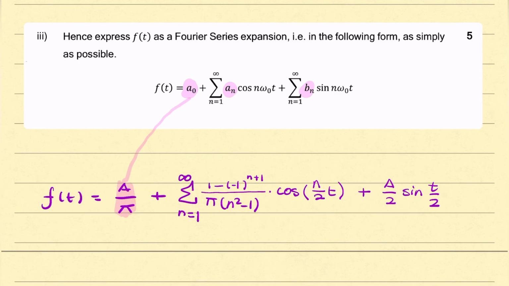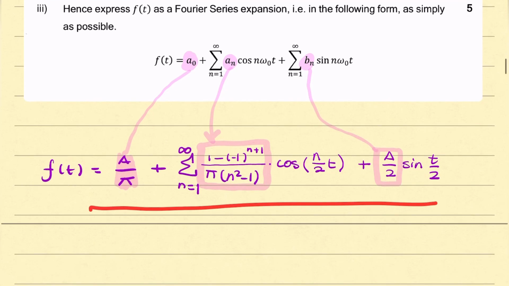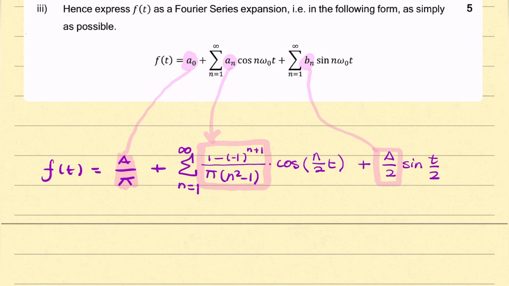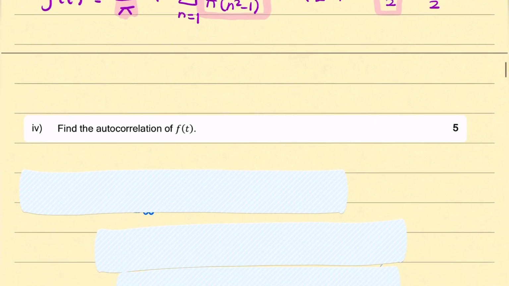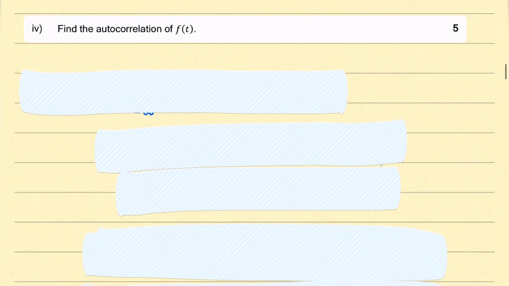A0, we found that earlier. An, that's this term here. And bn is 0 except when we're talking about b1, in which case the answer is a over 2. So that's all you'd need to write for the 5 marks. So this needs to match what you had in part A, and these need to match what you found above. The final part of the question asks for the autocorrelation of f of t.